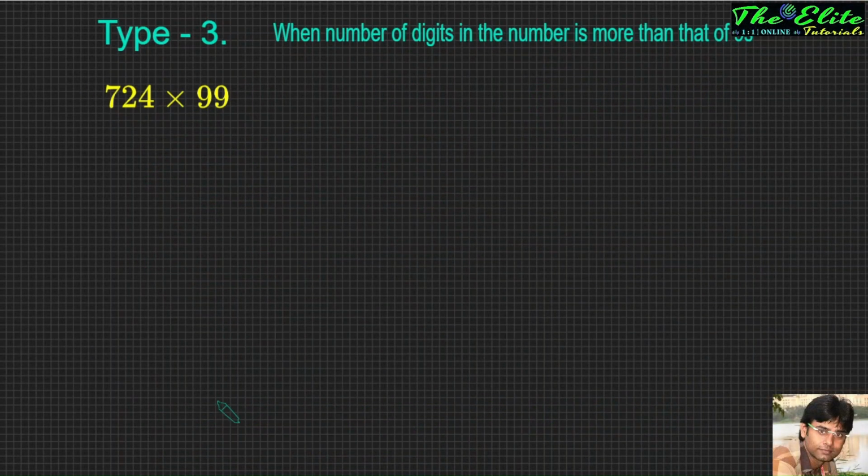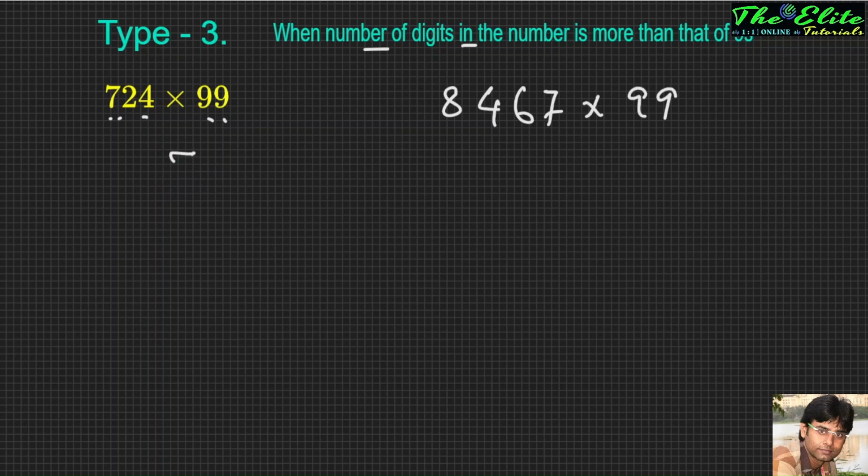Type 3 is when the number of digits in the number is more than that of 9s. See here, it is a 3 digit number but the 9s are 2 only. Okay, the question could be like 8467 multiplied by only 2 9s. Okay, so this could be your question. So this is a little bit tricky actually. You have to understand this very well.